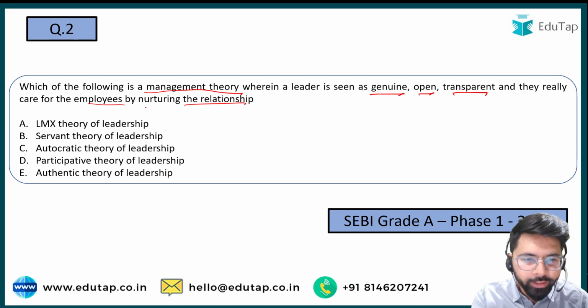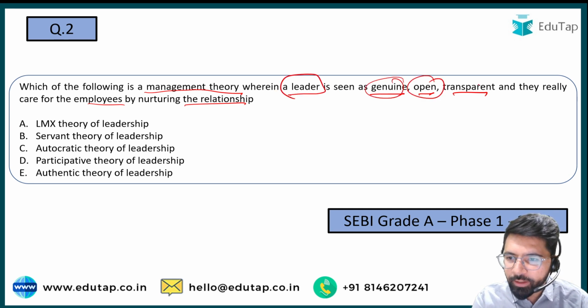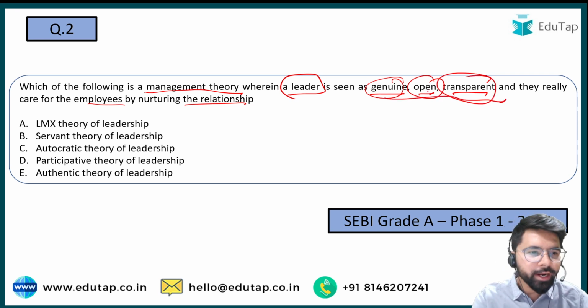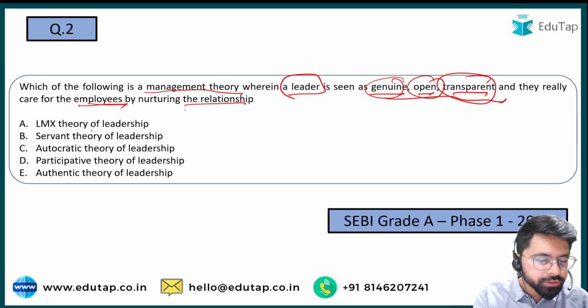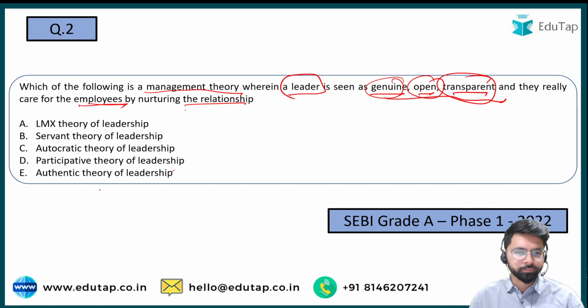When you are reading the question, focus on the keywords. See, which of the following is a management theory wherein a leader is seen as genuine, open, transparent. These are the keywords, friends, and they really care for the employees by nurturing the relationship. Now, based on this question, you need to answer which sort of leadership this is. LMX, leader member exchange theory of leadership, servant theory of leadership, autocratic theory of leadership, participative theory of leadership, and authentic theory of leadership. I hope you would have pondered over this question.